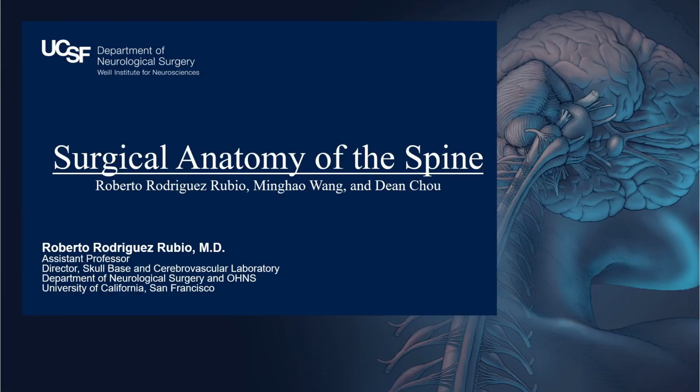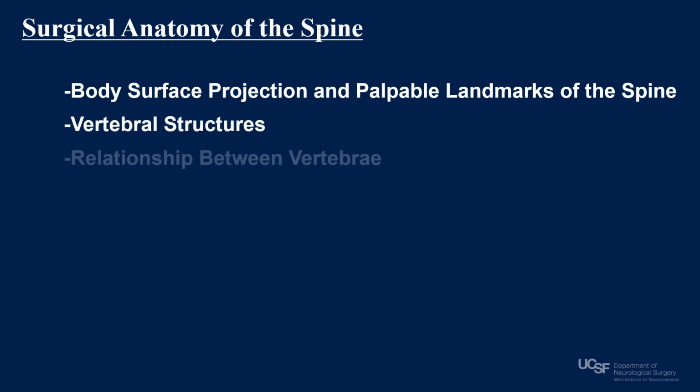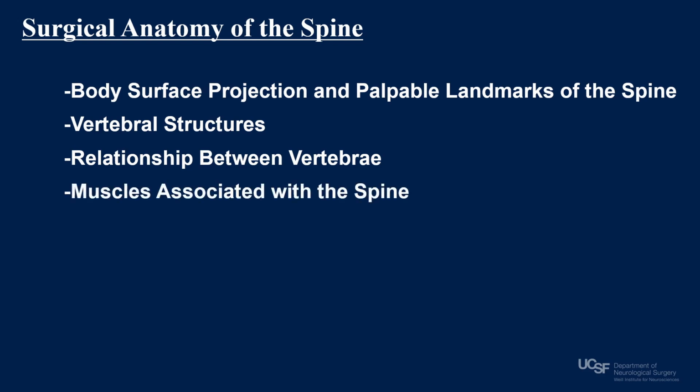In this presentation we will discuss the surgical anatomy of the spine as part of the supplementary material belonging to chapter number 4. The content of the presentation will be as follows. Starting with an overview of the anatomy, we will describe the body surface projection and palpable landmarks of the spine, followed by a description of the vertebral structures, relationship between vertebrae, and the muscles associated with the spine.